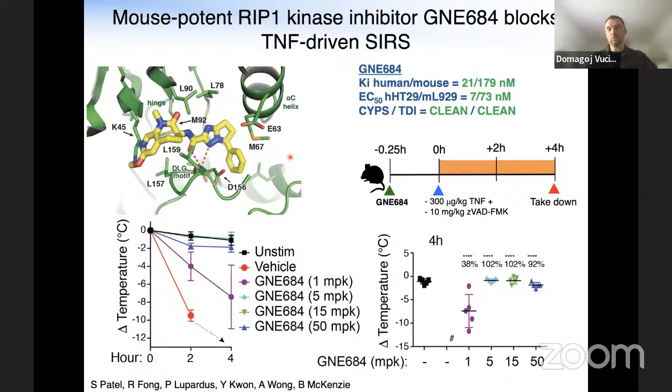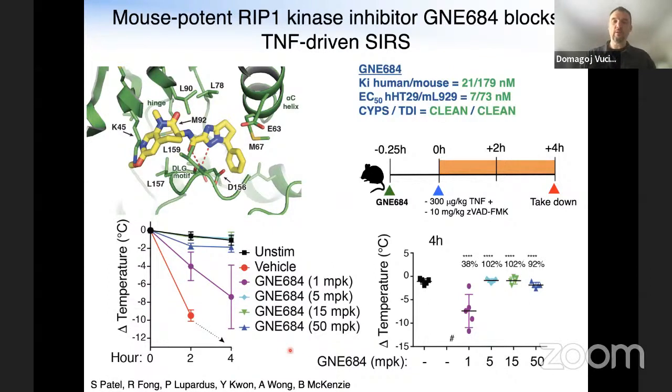And we use this modified Sears model where we combine TNF and zVAD. So instead of waiting for 12 hours, we just need 4 hours. In 4 hours, all animals die. And then you see compound here in dose-dependent fashion nicely inhibits this hypothermia and allows survival of the animals.